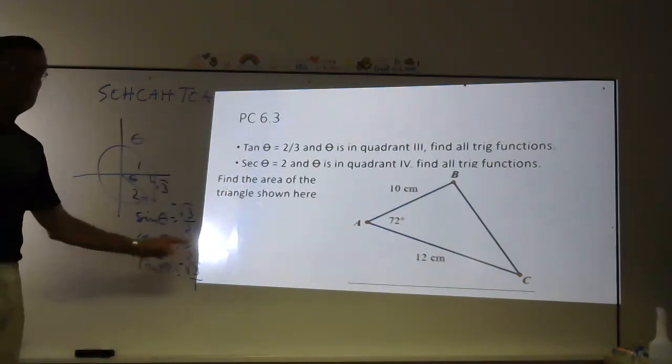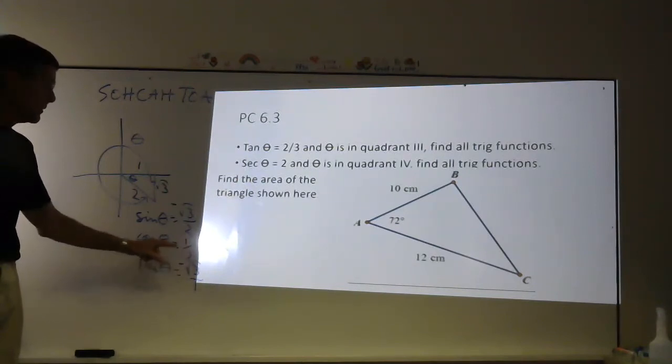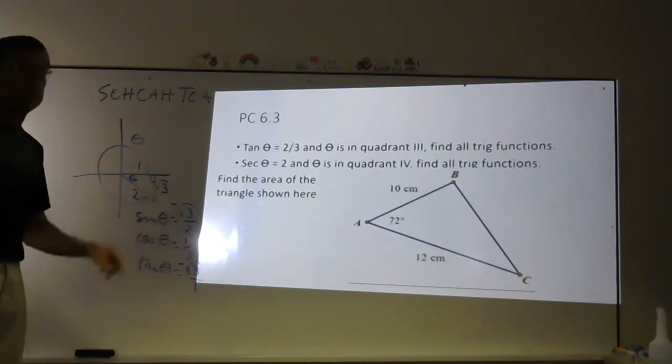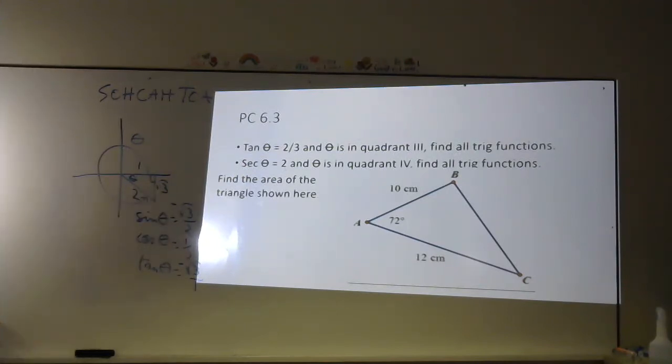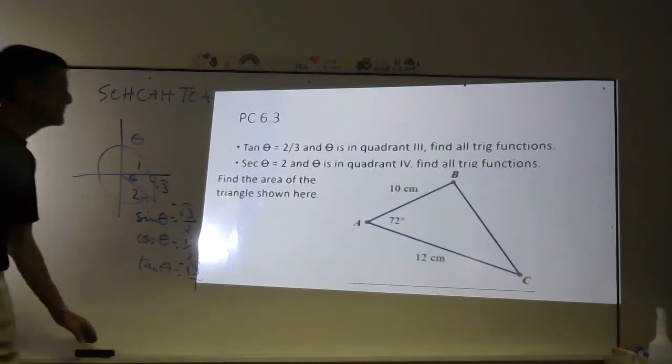Cotangent, -1/√3. Secant, 2/1. Cosecant, 2/-√3. Can you do those? Okay?